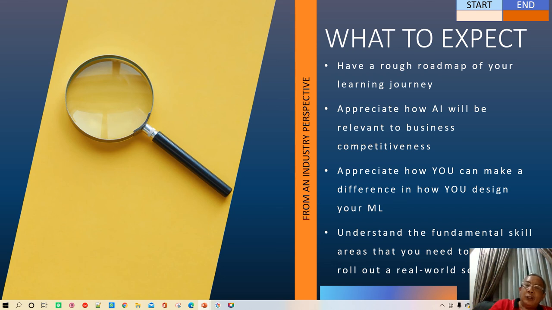It depends on your creativity, your understanding, and your wisdom in how you want to apply the technology to the specific business case or circumstances. And finally, I hope by now you also understand the fundamental skill areas that you need to master. By looking at the example I gave just now, you can see where is the mathematics that you need to study, where is the calculus that you need to study, where is the domain area that you need to study.